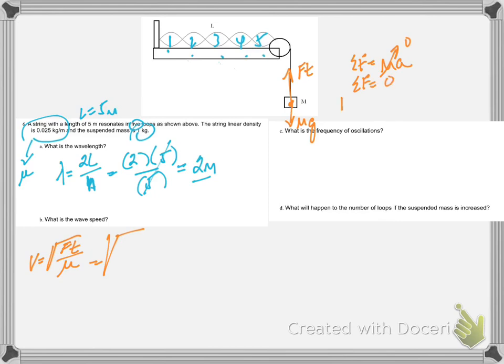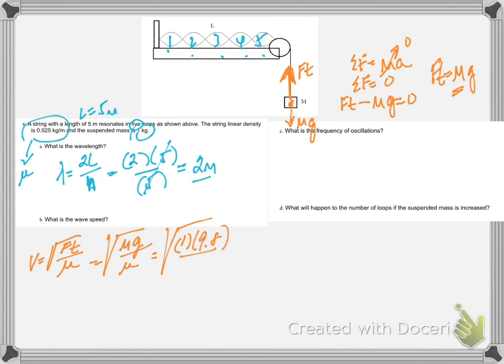Now let's sum up the forces. We have tension force going up minus its weight going down. So if we add mg to both sides, we see our tension force is equal to mg. So the velocity is the square root of mg over mu. Our mass they gave us was 1 kilogram, and g we know is 9.8, over the linear mass density, which is 0.025. And when we multiply and divide and take the square root, we're going to get a velocity for part B of 19.8 meters per second.